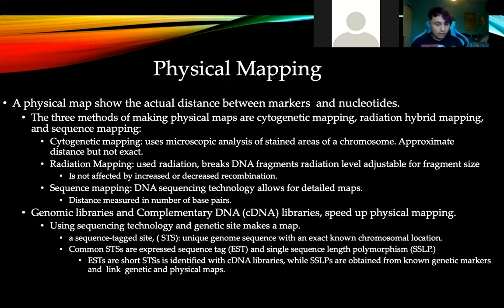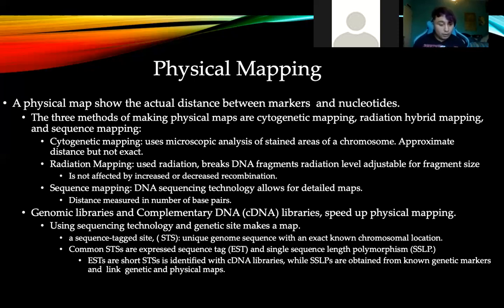Radiation mapping uses radiation to break down DNA into fragments, and the radiation level can be adjusted for fragment size. It is not affected by the increase or decrease of recombination. Sequence mapping: DNA sequencing technology allows for detailed maps, so the distance is measured in the number of base pairs, and it is more accurate. Now, what do we do with all this information? Well, we store it in genomic libraries, my apologies, and complementary DNA libraries. These speed up the actual physical mapping process, using sequencing technology and genetic site making maps.